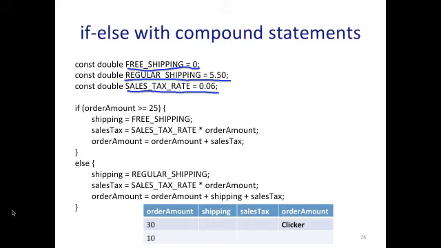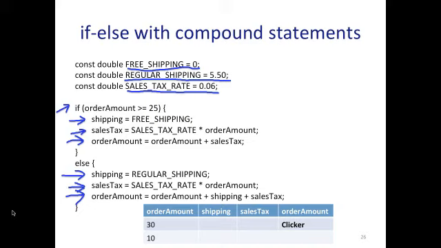So down here you see if the order amount is greater than or equal to 25, we set the shipping to be whatever the free shipping is, multiply the order amount by the sales tax rate, and then increment it by the sales tax rate. Similarly, if it's less than 25, we set shipping to regular shipping. Again, set the sales tax to be the order amount times sales tax, and then combine the shipping, the sales tax, and the order amount.